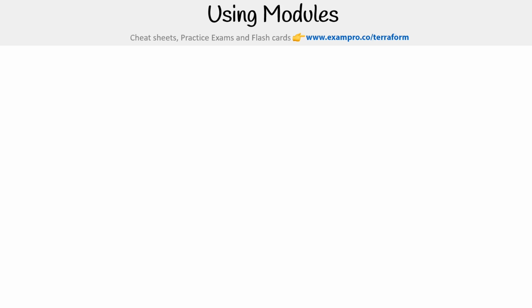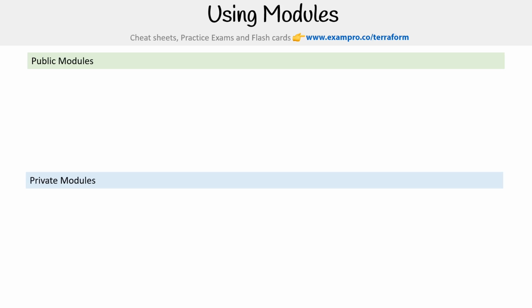Let's talk about using modules, and there's our public modules and private modules. So public modules are going to be on the Terraform registry, and private modules are going to be in Terraform Cloud, or I suppose Terraform Enterprise. So the Terraform registry is integrated directly into Terraform, so it makes it really easy to start using them.